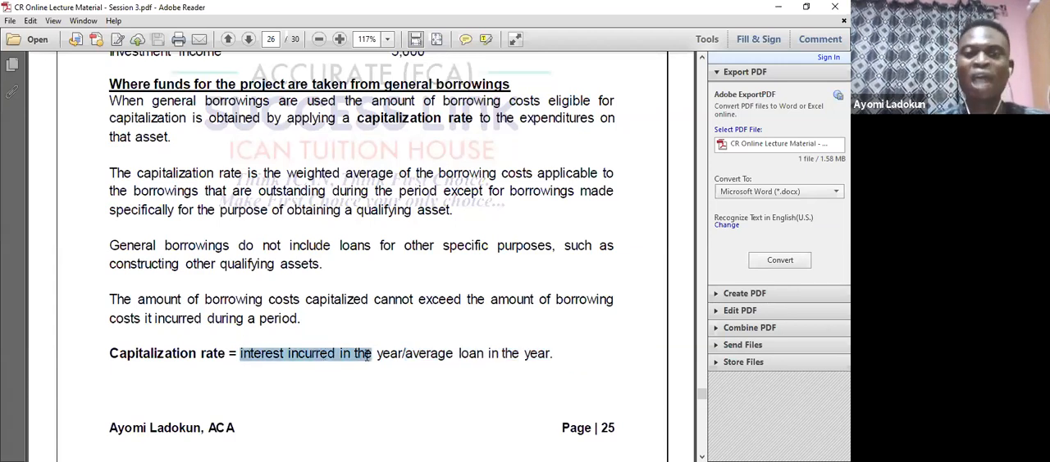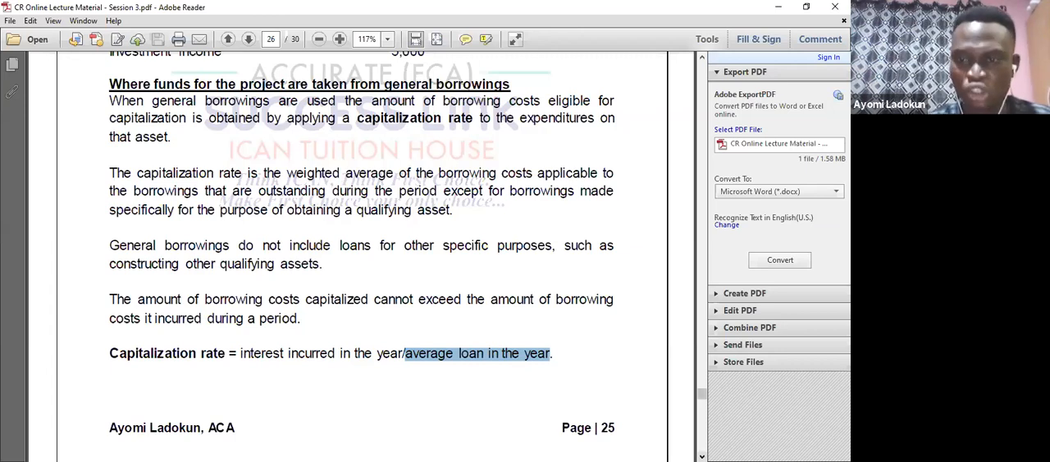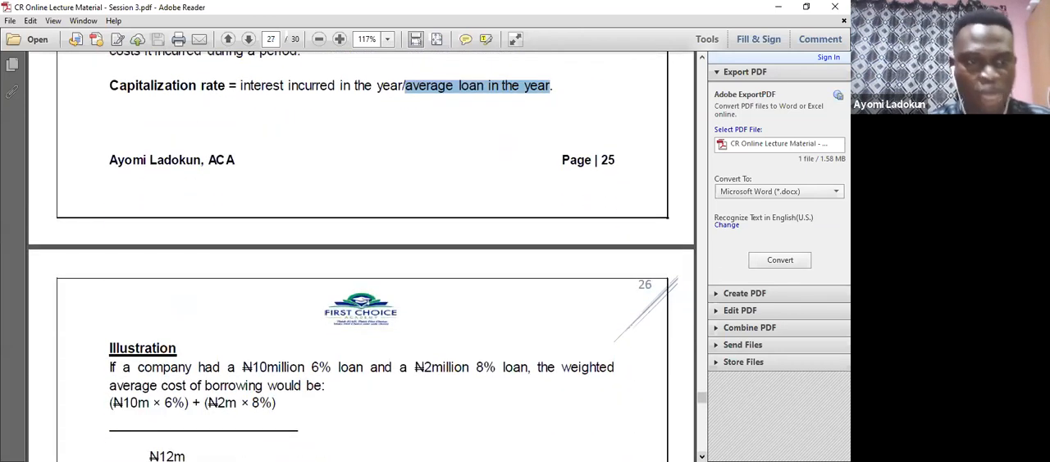So, for example, I have loan 1, loan 2, loan 3. I will calculate the interest on those loans. It will be my numerator, the one on top. The addition of all the loans is the denominator, so it is the total loan or average loan for the year. Now multiply by 100%. The rate you get is your capitalization rate. You now apply that rate on the cost of the asset to determine your borrowing cost. So let's see an illustration here.